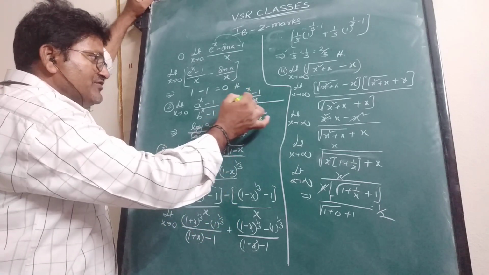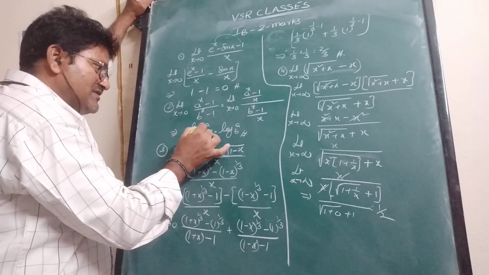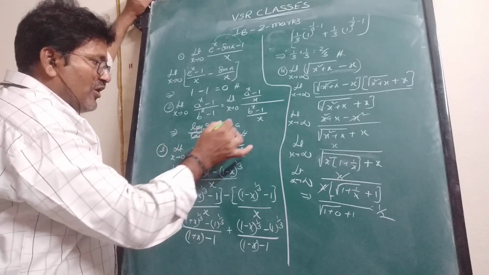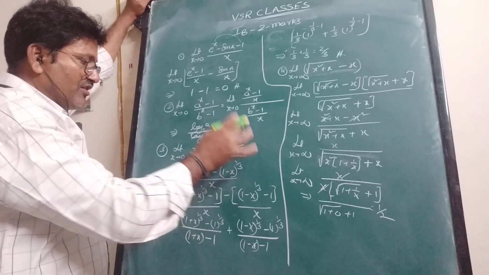Okay, apply this formula: the limit of (a^x - 1)/x is log a to the base e, and likewise log b, so the ratio is equal to log a by log b. This is your result for that one.